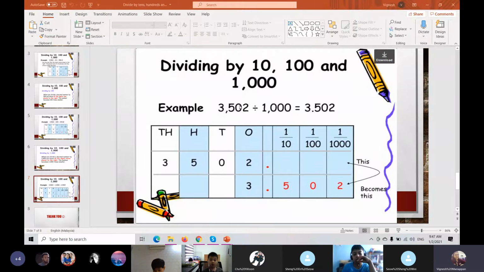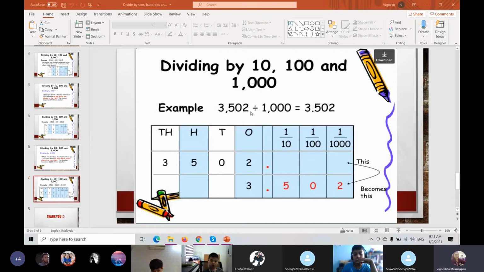Okay, 3,502, same, divided by 1,000. How many decimal places do we have to move? Since 1,000 has 3 zeros, we have to move. This one is the simplest way. That means we don't have to use the box. We simply can move the decimal places to the left to get the answer. Since 1,000 has 3 zeros, you only have to move 3 decimal places to your left.